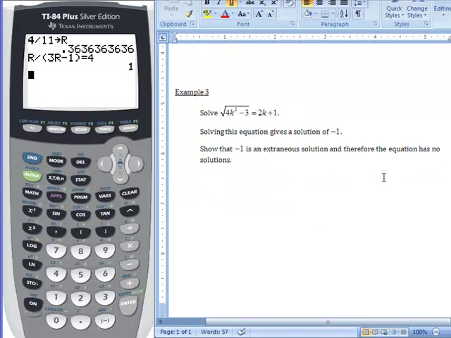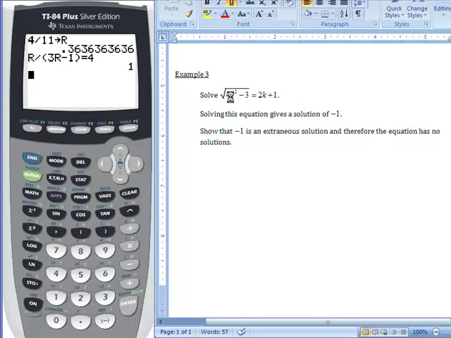Alright, let's take a look at example 3 now. Example 3, we have a radical equation, the square root of 4k squared minus 3 equal to 2k plus 1. And if you go through and solve this equation, you would get a solution of -1. But we have to be careful both with rational equations and radical equations of extraneous solutions. In the previous example, we did not have an extraneous solution, it was an actual solution. But in this case, we're going to find out that -1 is an extraneous solution. That is, it is a solution to one of the intermediate steps that we got to solving this equation, but it is not a solution to the original equation itself.